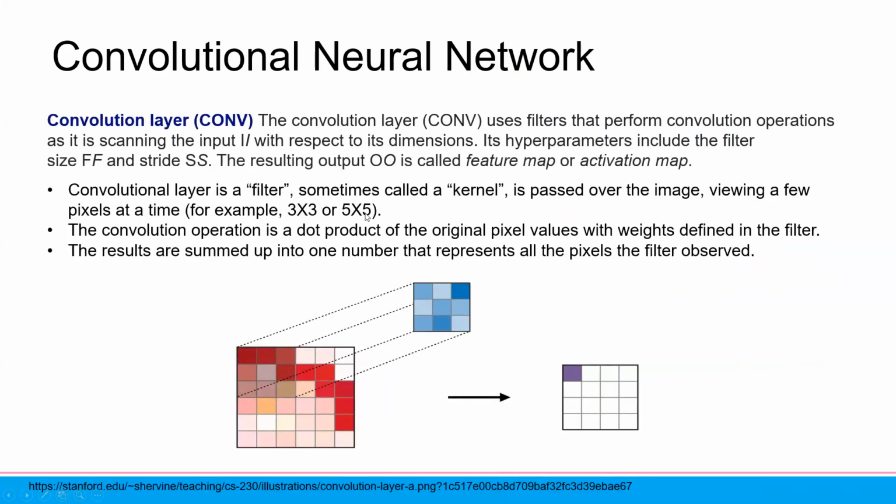So the convolutional layer. What is the convolutional layer? The convolutional layer uses filters that perform convolution operations as it is scanning the input with respect to its dimension. So its hyperparameters include the filter size f and the stride s. The resulting output O is called a feature map or activation map.